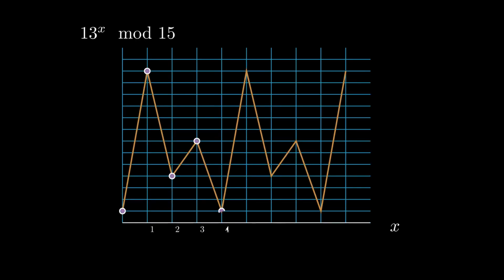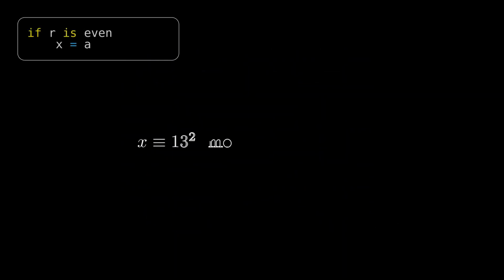We can graph the periodic function 13 to the x mod 15. Remember, we are trying to find the period of the function. That is, the smallest r such that a to the r mod n is equal to 1. Here, r is equal to 4. In our case, r is even, so we can compute x. x in our case is 4 mod 15.